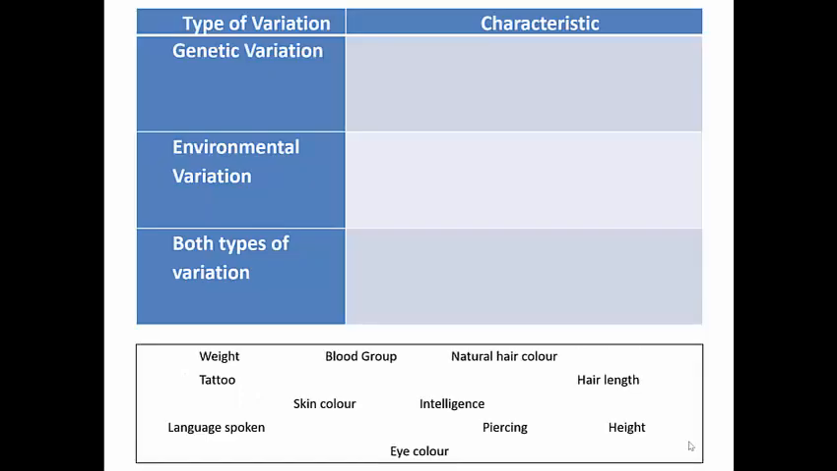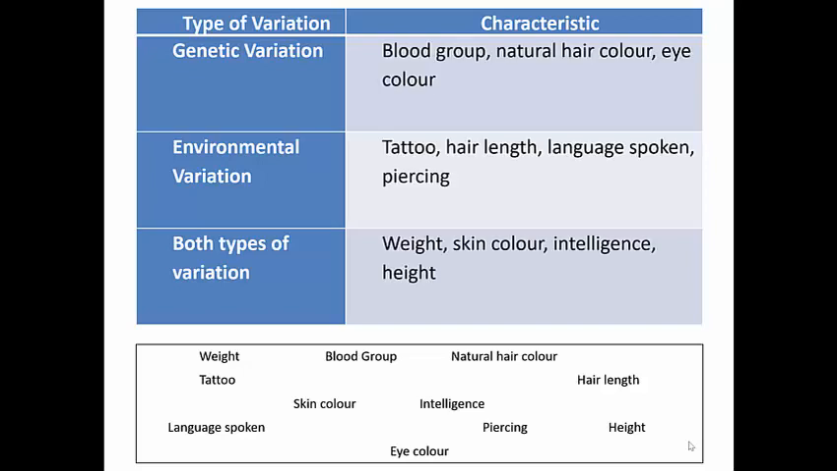Okay, so what I'd like you to do now is sort these different characteristics at the bottom of the screen into whether they are genetic, environmental, or a combination of the two. Pause the video while you do that. And you should have got, for genetic variation, blood group, natural hair colour and eye colour. For environmental variation, tattoo, hair length, language spoken and piercing. And for both, weight, skin colour, intelligence and height. Okay, tick them if you got them right.